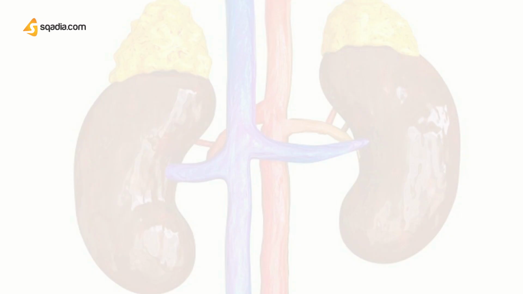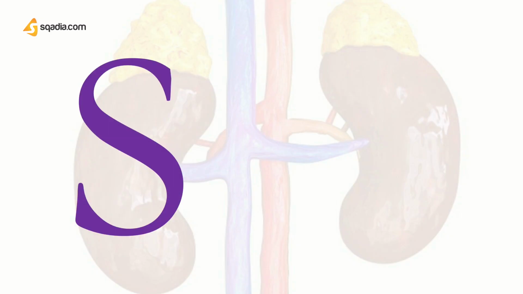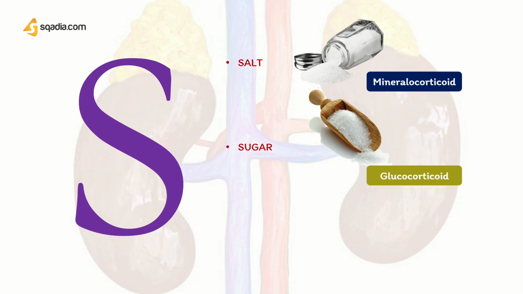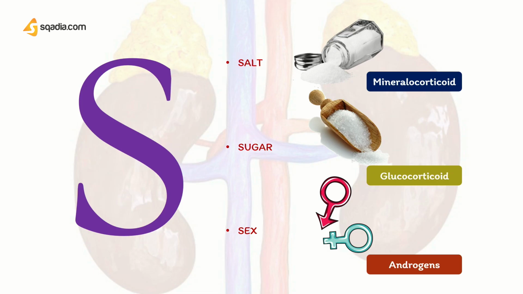I have an interesting mnemonic to help you memorize these hormones secreted by the adrenal glands. The 3S. Now here, the first S stands for salt, which will help you remember the action of the mineralocorticoids. The second S stands for sugar, helping you remember the action performed by the glucocorticoids. The third S stands for sex, relating to the androgens produced by the adrenal cortex.